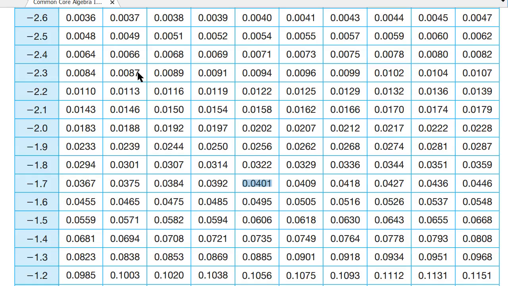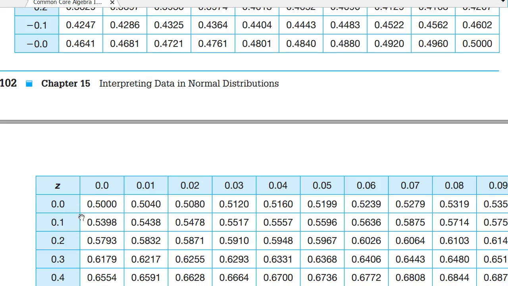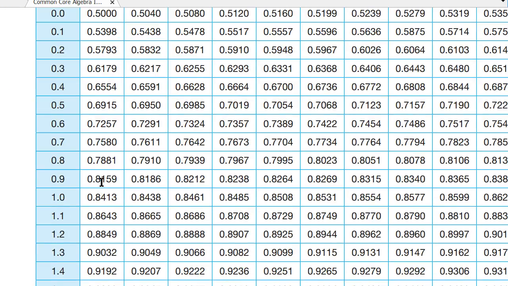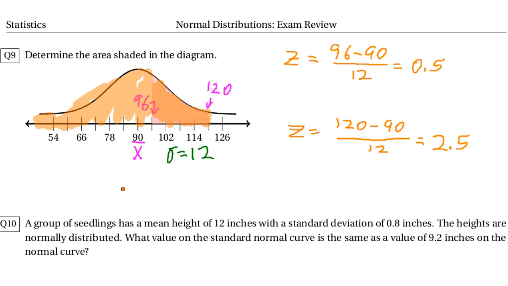So if I hop over to my z-score table and I look at a positive z-score of 2.5, make sure that I have this right. Notice it starts at 0.0 in the first column. 2.5 is this part right here, and I see that it's 0.9938. So this whole orange part right now as it stands is 0.9938. Well, the problem is that's way too much. That's more than what they asked for.